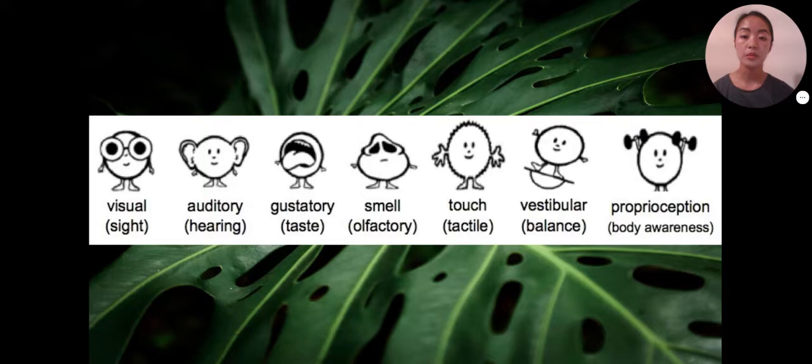vestibular, our sense of movement of our body and position of our head, proprioceptive system, sense of body awareness, or where our body is in space, from the detection of stretch and tension within the muscles and the joints. And we'll go through each sensory system in much more detail later.